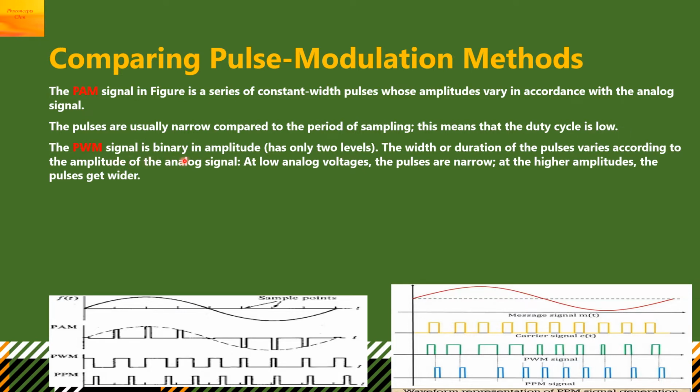The PWM signal is binary in amplitude. It has only two states, you can see. The width or the duration of the pulses is varying. You can see in this diagram it is changing according to the amplitude of this analog signal. So when the amplitude of the analog signal is increasing, the pulse width is increasing. When the amplitude of the analog signal is decreasing, the pulse width is decreasing.